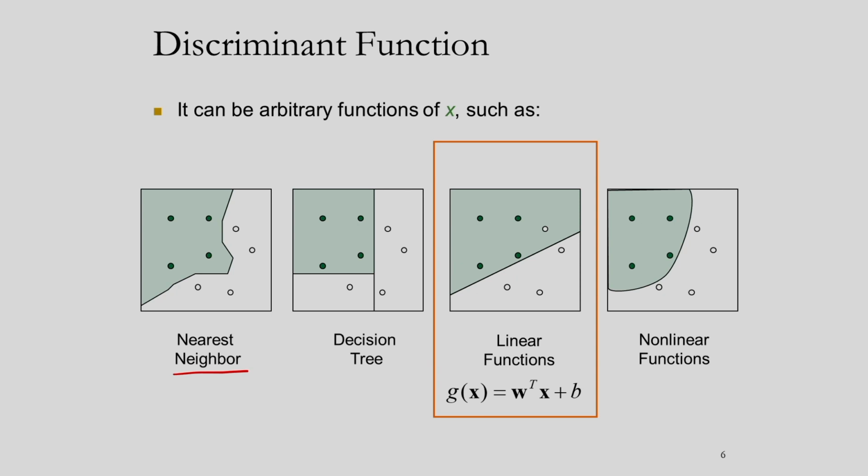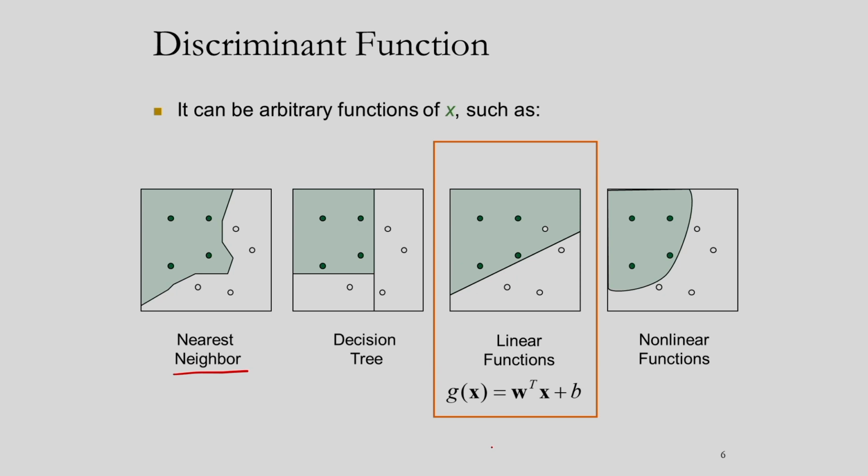In the case of the linear discriminant function, you can see I am getting a linear decision boundary between the classes. So G(x) is equal to W transpose x plus B. W is the weight vector, x is the input feature vector, and B is the bias. If I consider a non-linear function, I get a non-linear decision boundary between the classes. So here I am showing the decision boundary for different cases: the nearest neighbor, the decision tree, the linear discriminant function, and also non-linear functions.